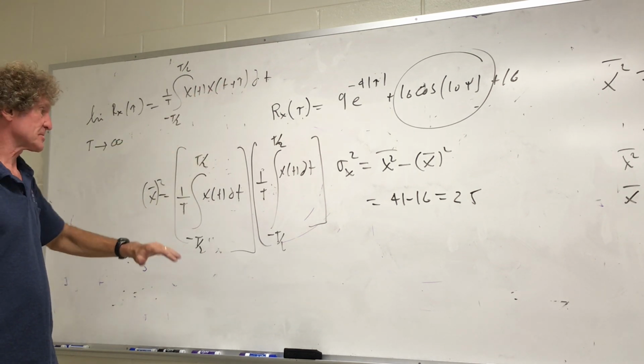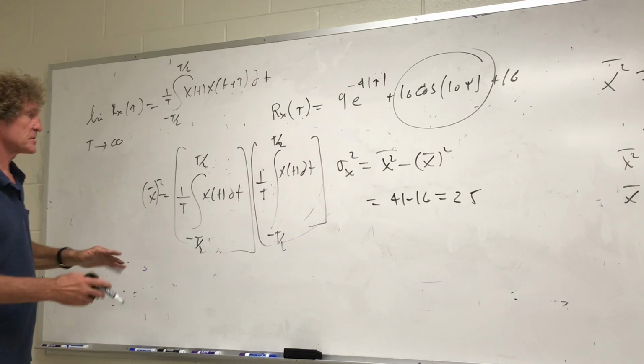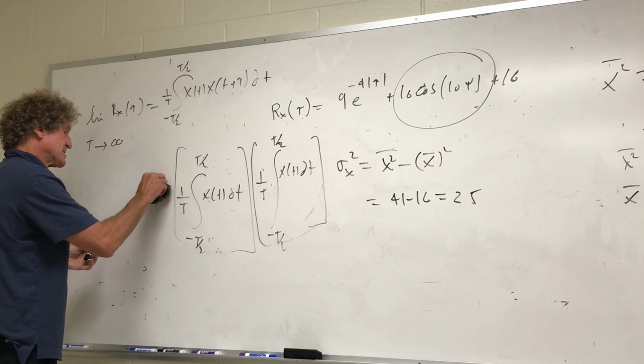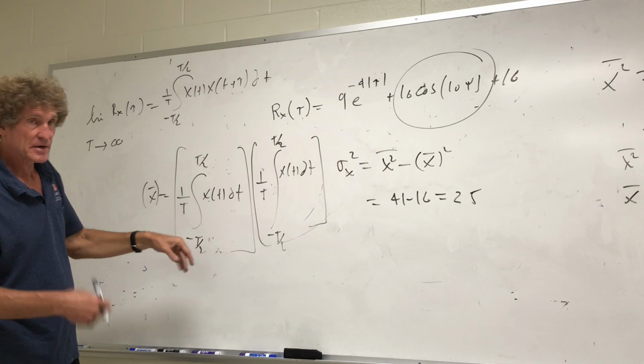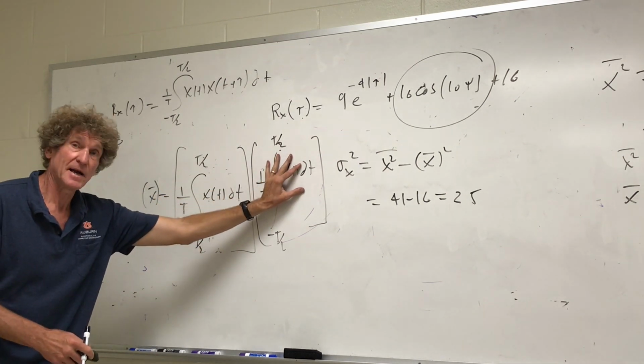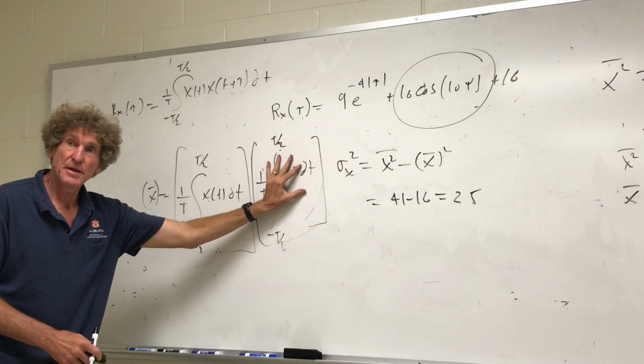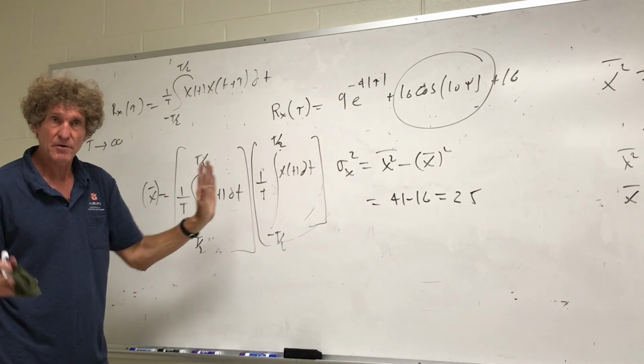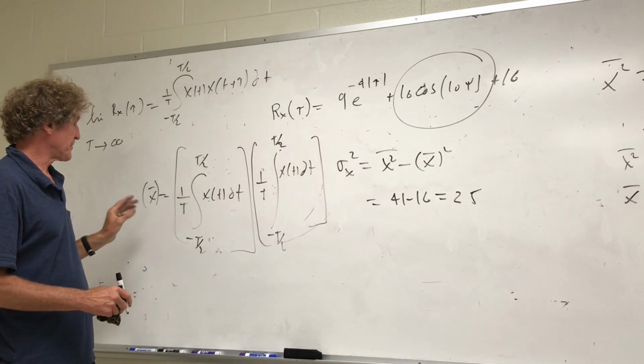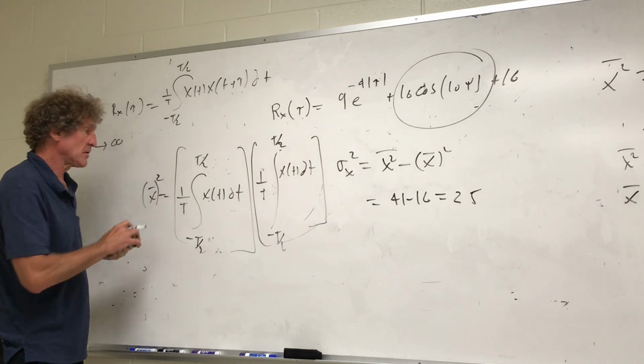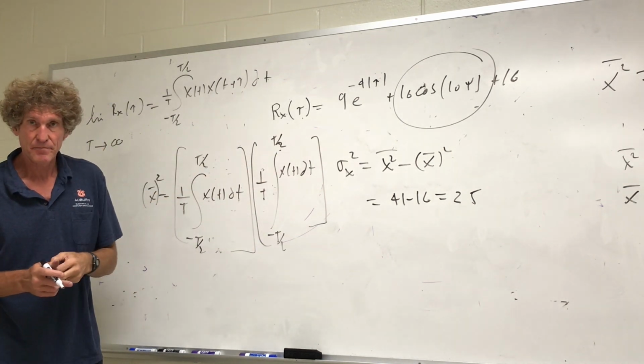Do you all agree that x bar, the average value of a function x of t, a random process, would just be that? You would take the limit as t goes to infinity, but we don't need to at this point. If I wanted this value squared, it would be this times that, right?